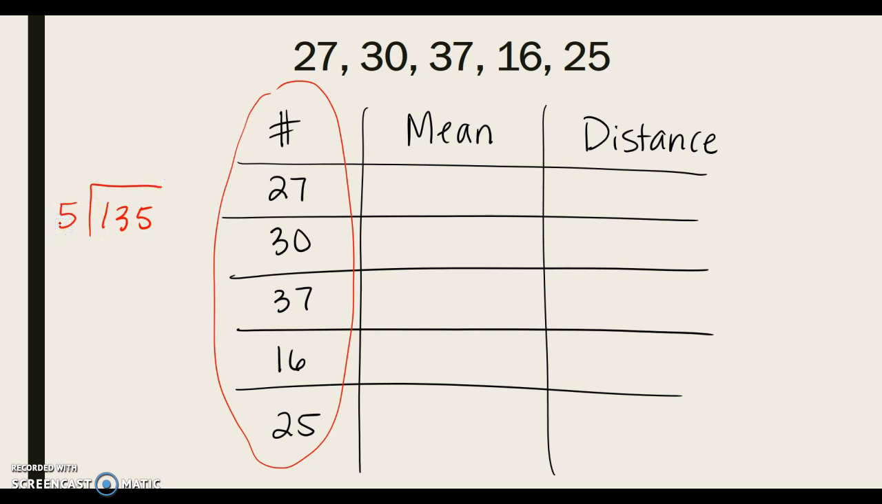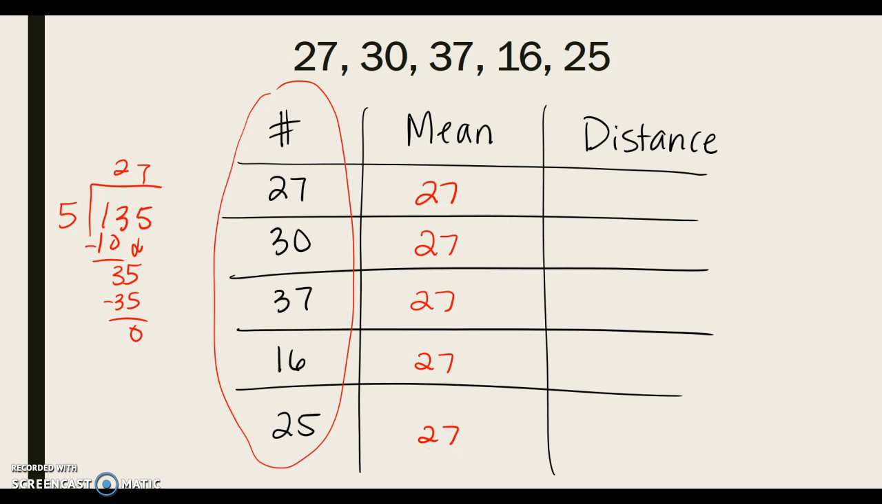And the reason we divide by 5 to find the mean is because there are 5 numbers in our data set. So if we do this division, we should end up with the answer 27. So our mean of this first data set is 27. So we're going to fill out our column here with 27s. So we've done step 1.